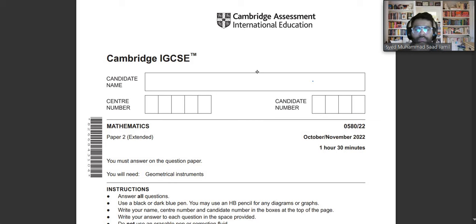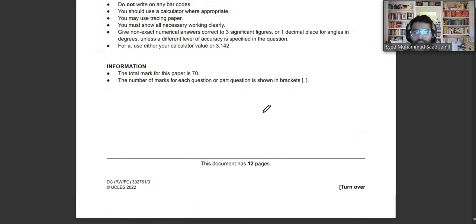Before we start our exam, we ask Allah subhanahu wa ta'ala to help us. We are doing 058022 October November 2022. Alright, so let us start.